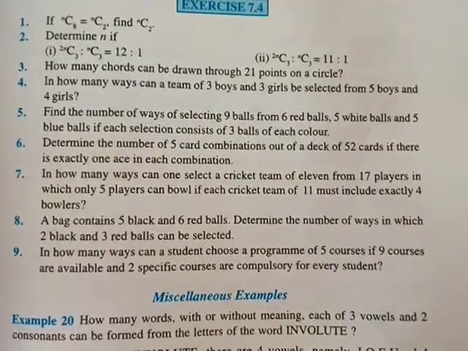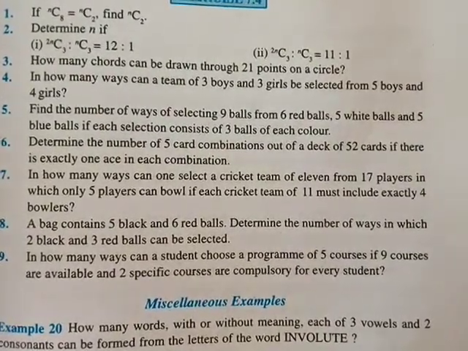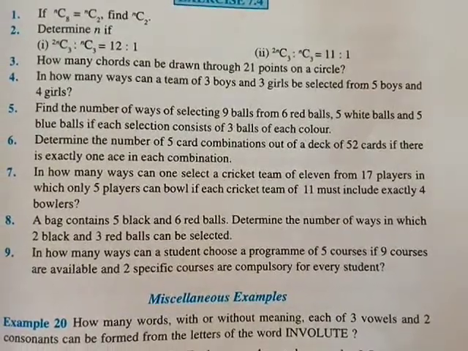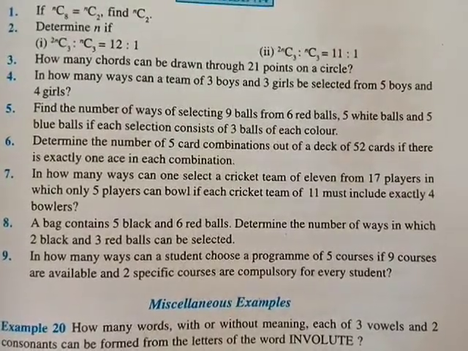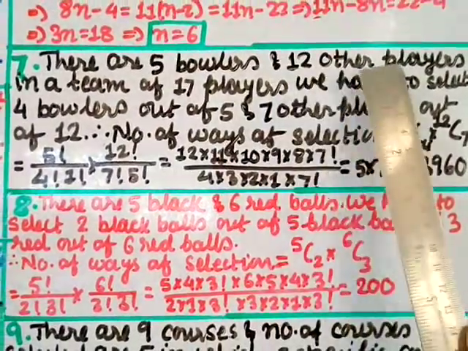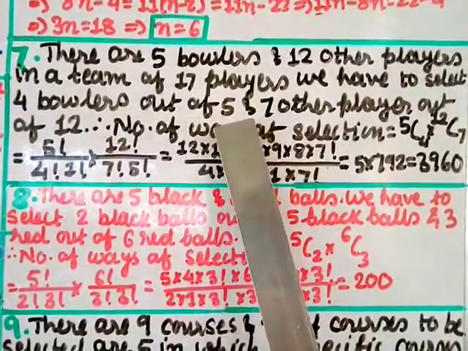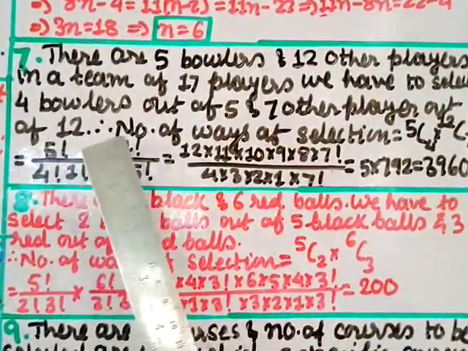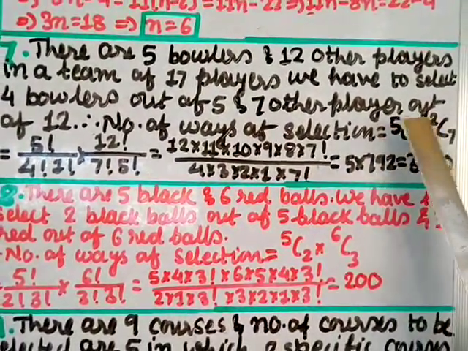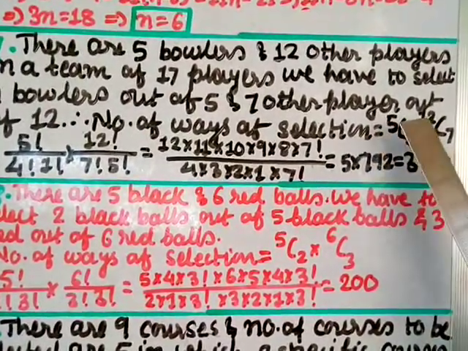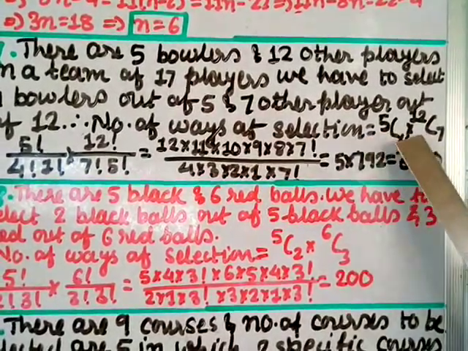Question number 7. In how many ways can one select a cricket team of 11 from 17 players in which only 5 players can bowl, if each cricket team of 11 must include exactly 4 bowlers? There are 5 bowlers and 12 other players in a team of 17 players. We have to select 4 bowlers out of 5 and 7 other players out of 12. Therefore, the number of ways of selection will be 5C4 into 12C7. Out of 5, 4 and out of 12, 7.